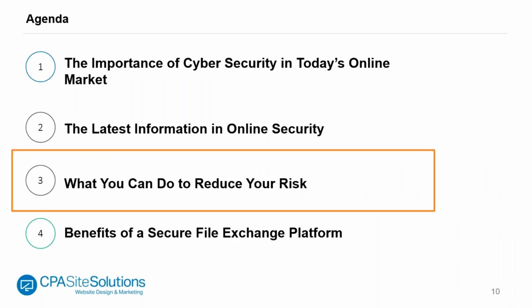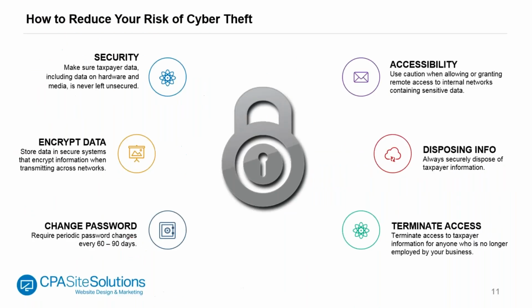So good news, I have a few tips to help you reduce your risk of cyber theft. And I'm just going to walk around this lock, this visual lock, starting with the left-hand top side, security, and talk about some of the ways that you can reduce your risk. First of all, in security, make sure that taxpayer data, including data that's sitting on your computer, data that's sitting on a USB drive, is never left unsecured.